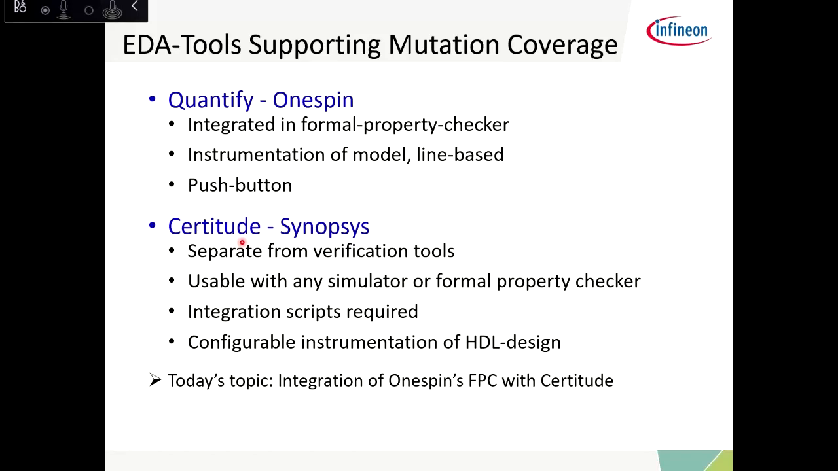The integrated OneSpin Certitude qualification flow we present today automates all setup steps and qualification control. All interaction with Certitude is fully encapsulated, so that users need no additional specific knowledge beyond what is needed for regular formal property checking in OneSpin.